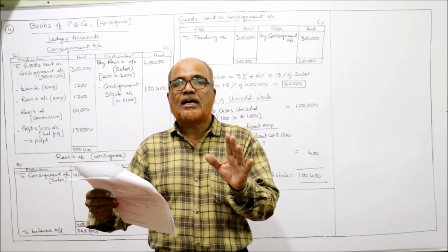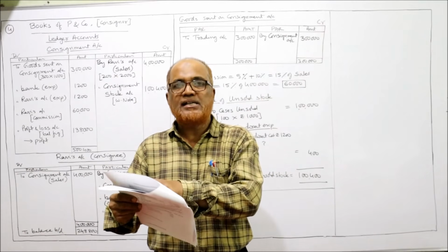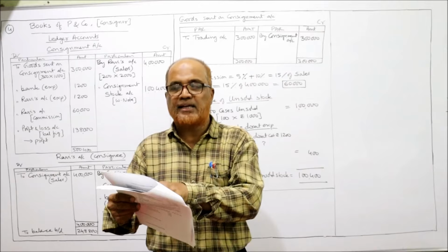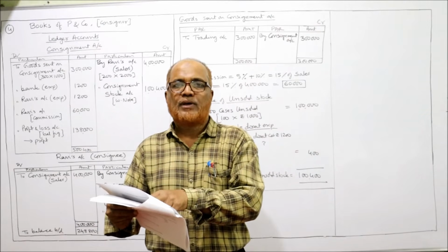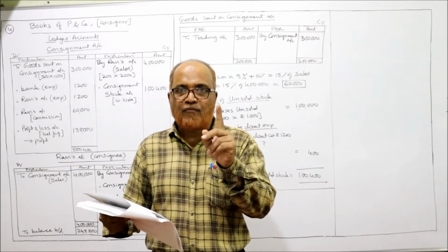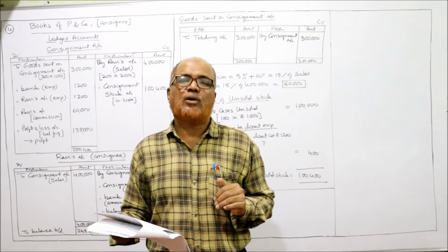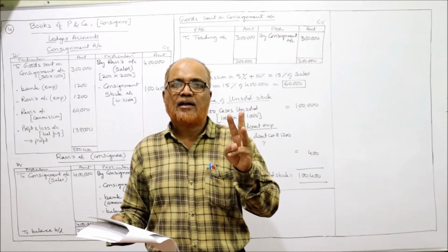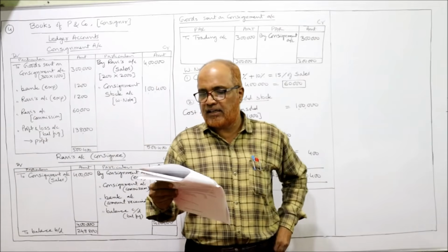First of all, who is the consignor? You have to remember, P and Company is the consignor and Ravi is the consignee. Okay, 300 cases are sent. The cost of each case was 1000. So 300 into 1000 is 3 lakh. So 3 lakh worth of goods are sent by the consignor to the consignee.